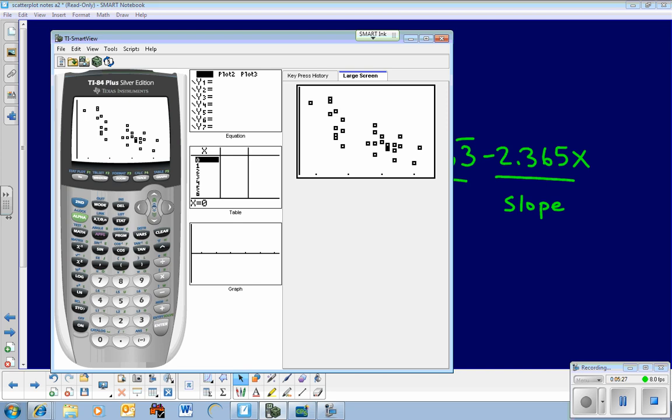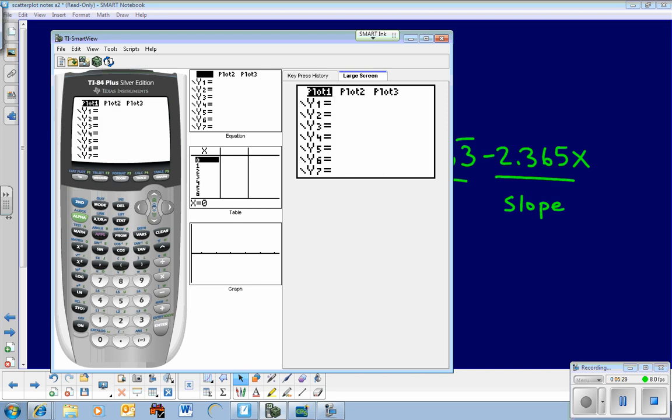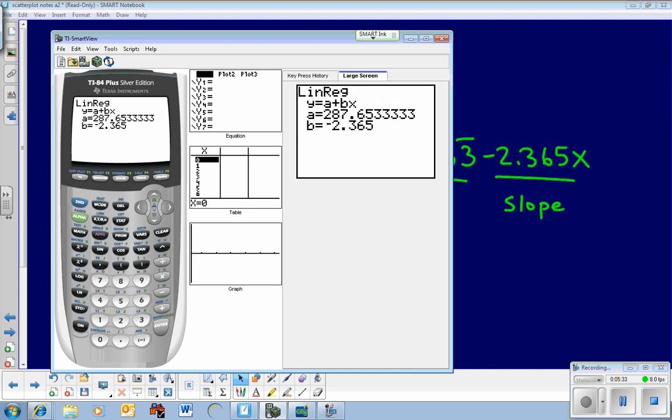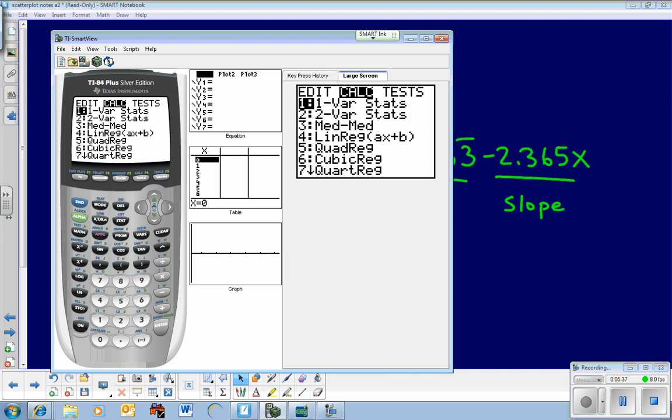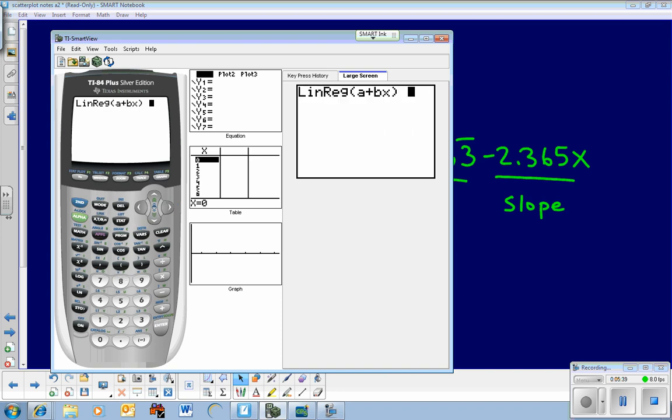So one option would be to go here to y equals and to enter the equation that we just found and add it. But here's a better option. We entered our data. We go to stat, calc, option 8, not option 4. If you tell this before you hit enter where to put the equation, then it'll put it in there automatically. So we want to say put this into y1.